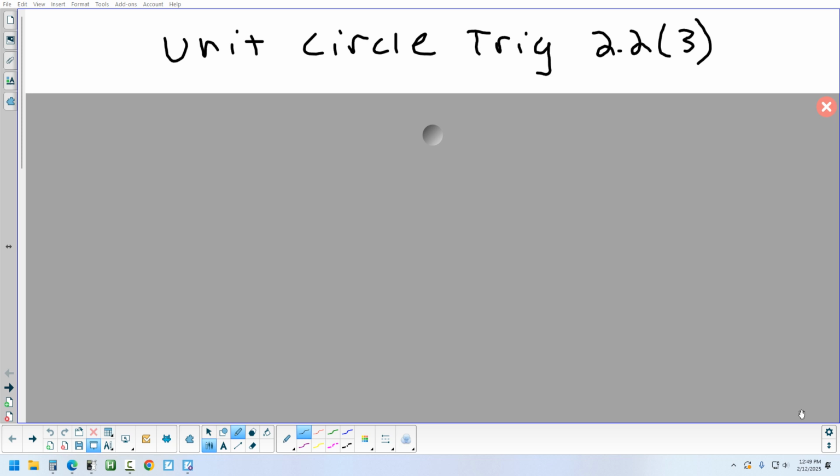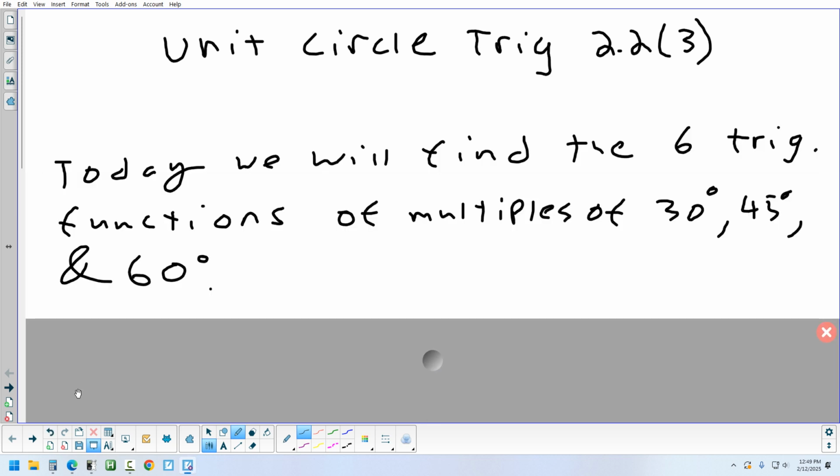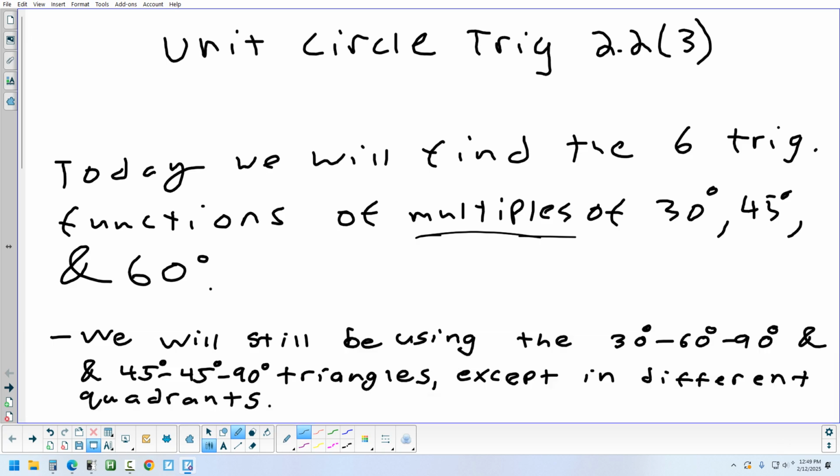All right, so we're going to finish up unit circle trig. Yesterday we looked at how to find the trig functions of the 30, the 45, and the 60. Now we're going to do multiples. Any number that's a multiple of 30, 45, or 60, we can do on the unit circle. We're still using the same triangles. The only thing that's going to be different is they're going to be reflected into other quadrants.